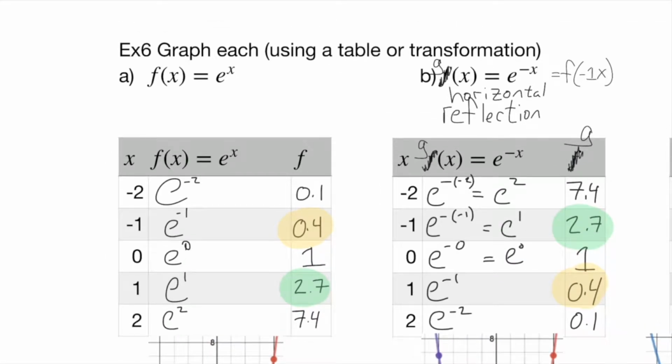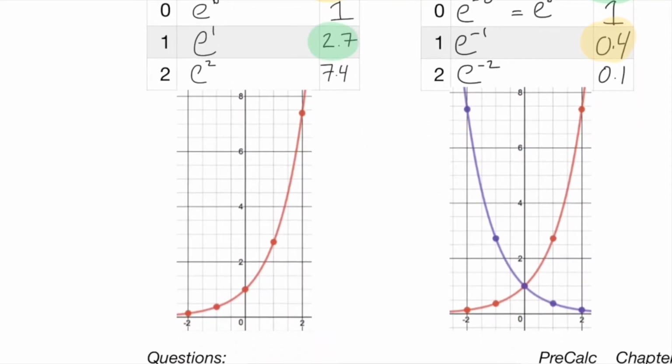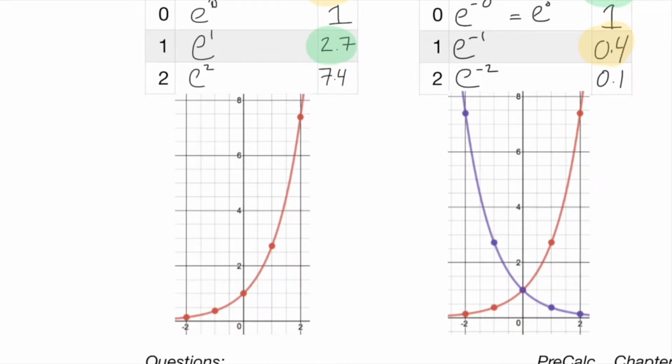Example 6 here says graph each using a table or transformations. So here, we've got e to the x. Remember, we've had 2 to the x before. Not a big deal. e to the x, if you have a value of 1, then it's just the value of e, 2.71828. Here, e squared is that number squared, 7.4. And e to the negative 1 is going to be 0.4. e to the negative 2 is going to be 0.1. You need to calculate these with a calculator, but in the end, this is what they look like. And you can draw the graph.